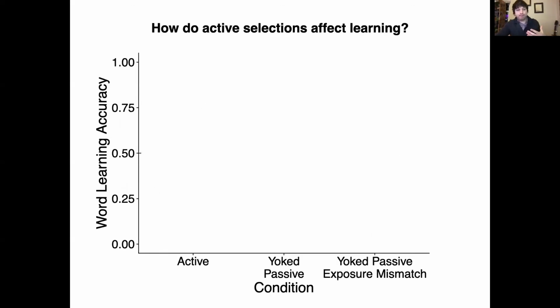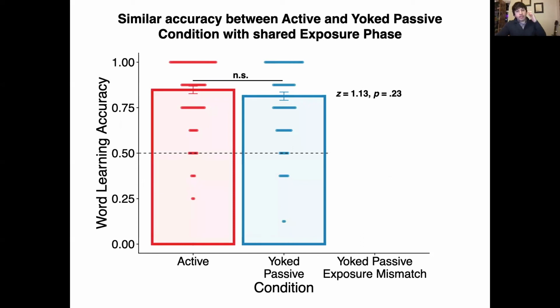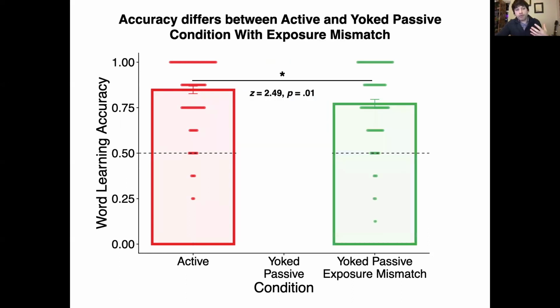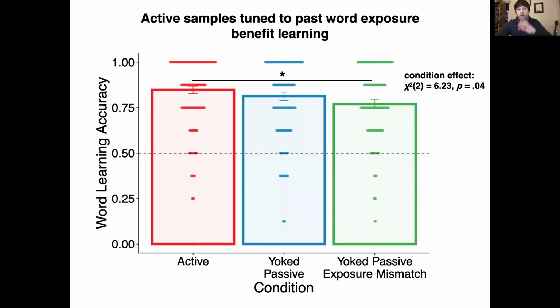So what did we find? First, we found that children's learning in the active condition was actually quite similar to performance in the yoked passive condition, suggesting that active control alone did not necessarily lead to a boost in performance. However, kids in the active condition did better than kids in the yoked passive exposure mismatch condition. So that tells us that kids' active selections were less useful to kids who did not share the same past training during the exposure phase. And we see an overall difference across all conditions here, suggesting that active sampling overall was in fact beneficial for learning.